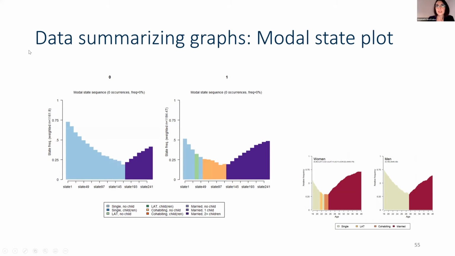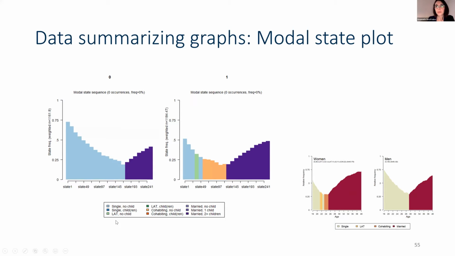So let's start with the data summarizing graphs. One very important graph in this respect is the modal state plot. Let's focus on the left-hand side of the slide now. I display the modal state plot for men and women in our data, coded as 0 and 1. And you will learn in a bit that it's very hard to manipulate these figures in Compiler, unfortunately. So these are for men and women. On the y-axis is the frequency of each state in our alphabet over the time points from 1 to 260 something, which are our months, on the x-axis.